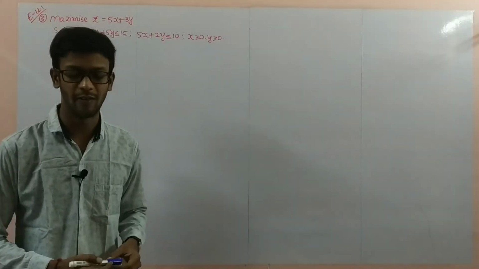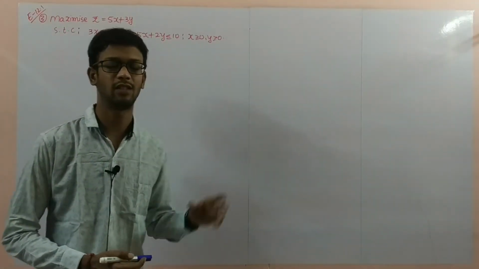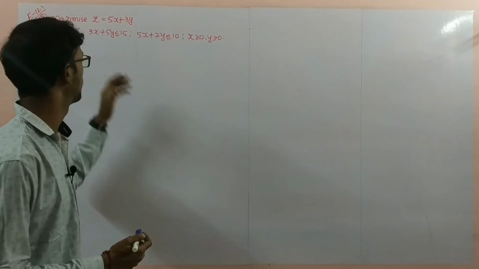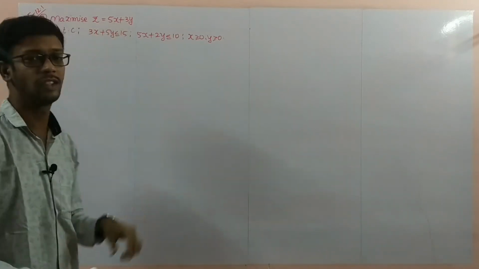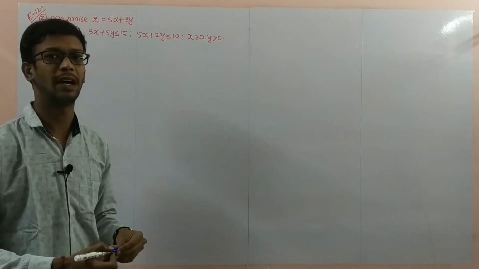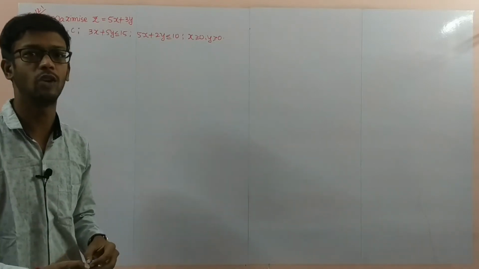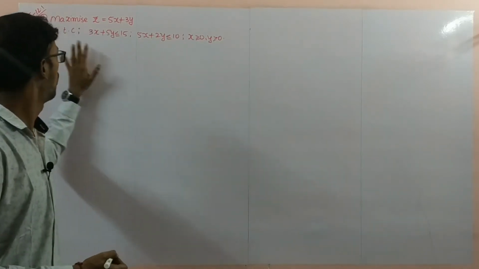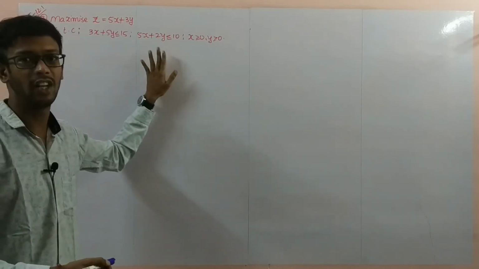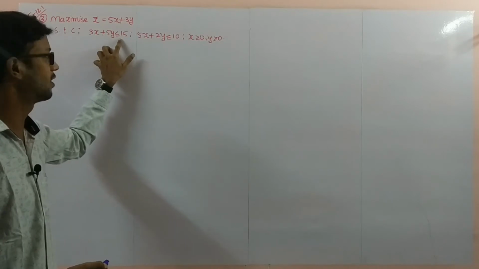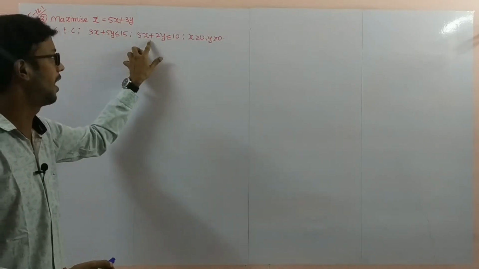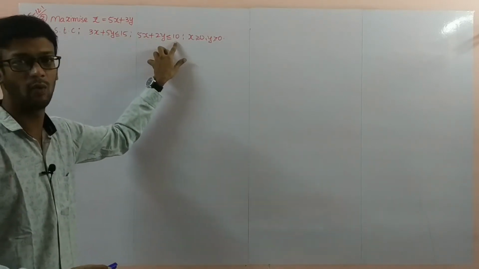Now we see our next problem, exercise 12.1, problem number 3. Maximize z equal to 5x plus 3y. You have to find the maximum value of z here. Subject to constraints, which are also given here: 3x plus 5y is less than or equal to 15, and 5x plus 2y is less than or equal to 10.